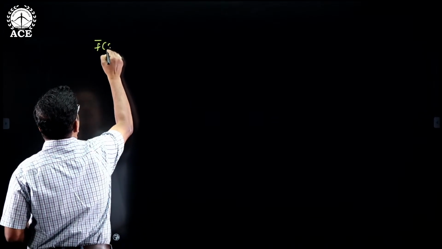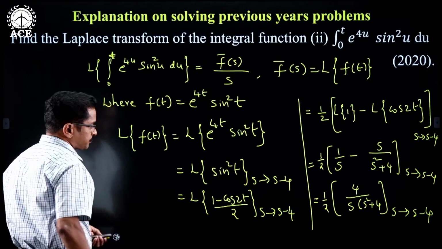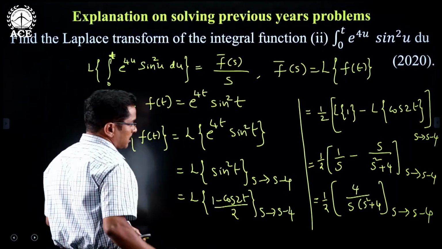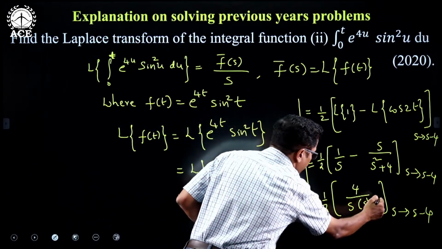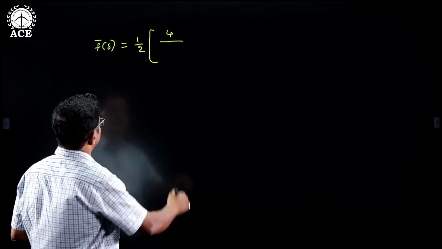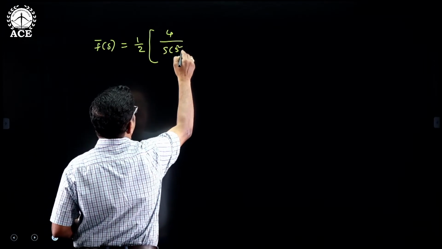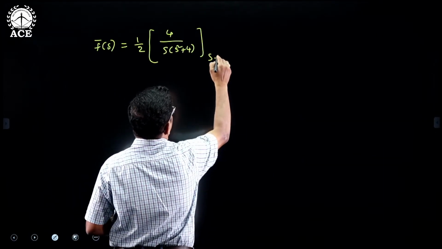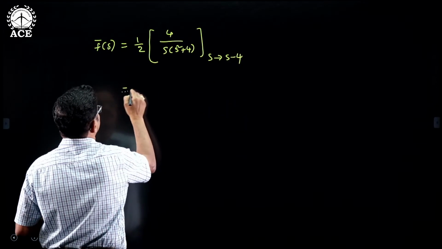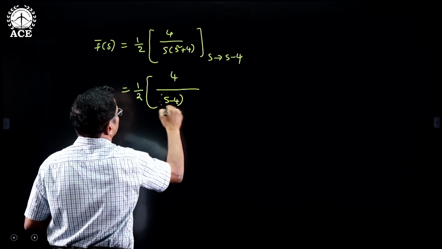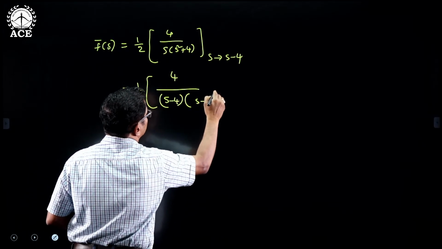Now f bar of s equals 1 by 2 into 4 by s into s square plus 4, where s is shifted to s minus 4, which equals 1 by 2 into 4 by (s minus 4) into (s minus 4) whole square plus 4.